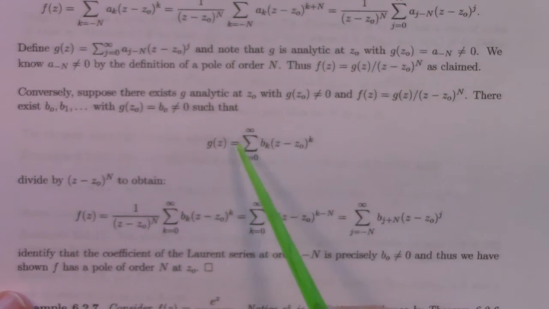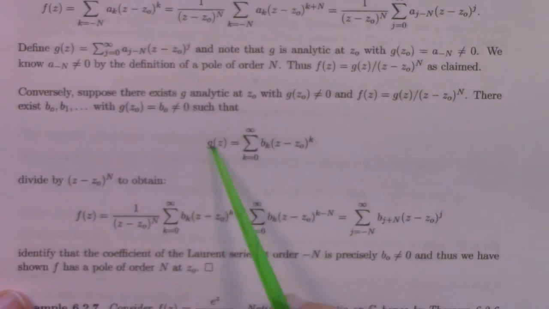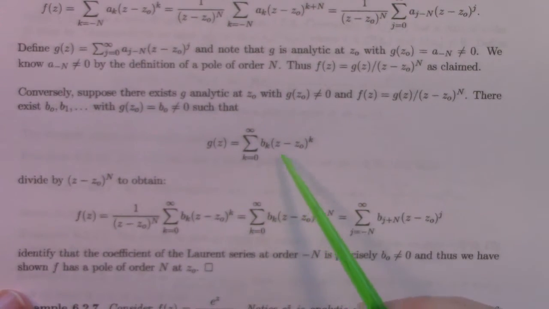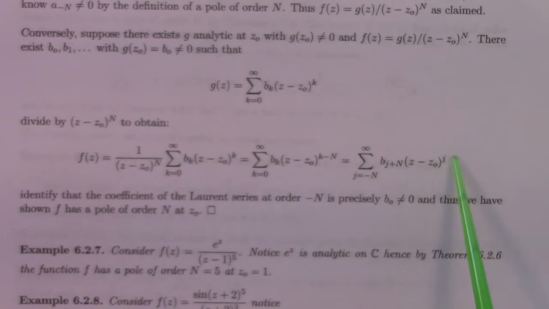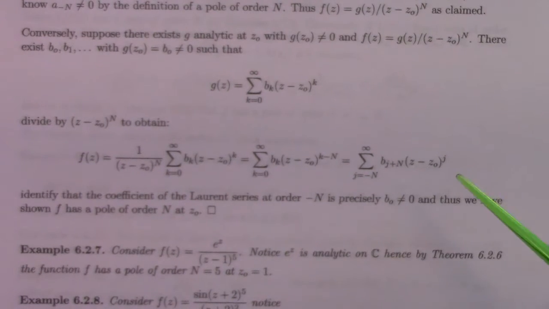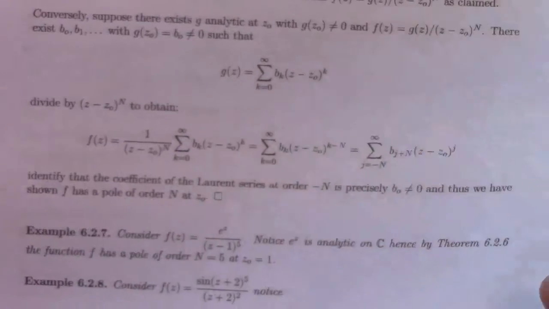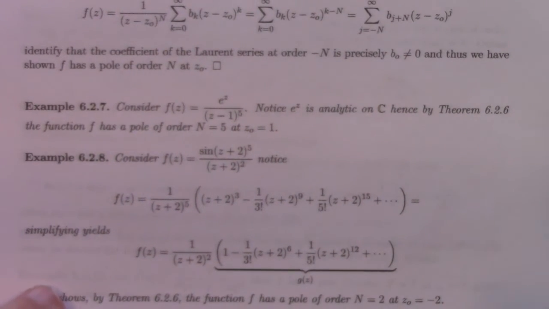Then that means you can find coefficients for the series expansion of the g, and then if you just do the calculation and divide that into that, then bam, you've got a Laurent series that starts at minus n, and so again it's a pole of order n, just as we claimed. So it's if and only if. Now, that doesn't seem like much, but when you actually apply it to examples, it's very meaningful.